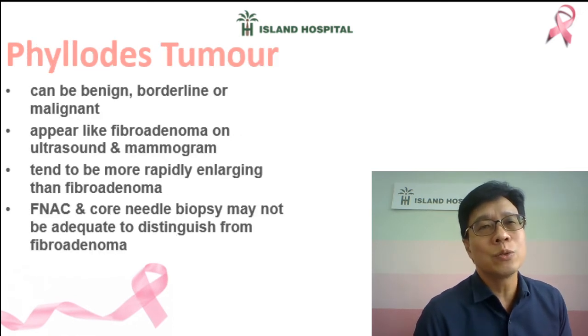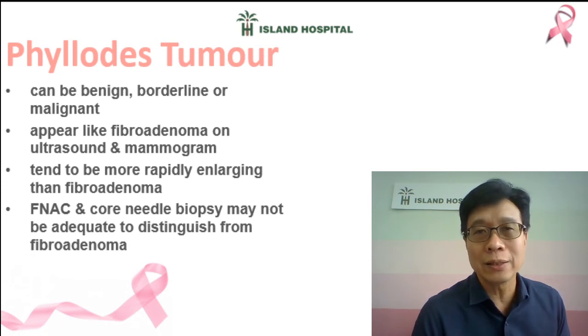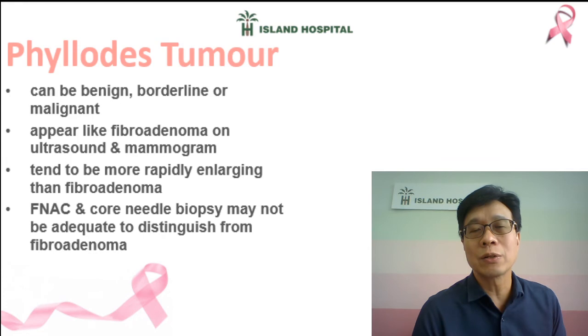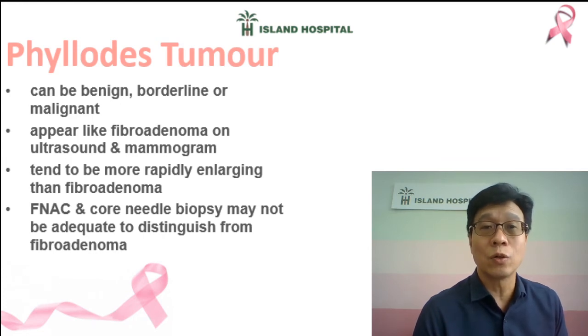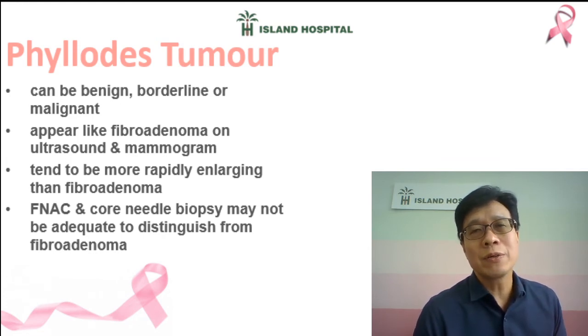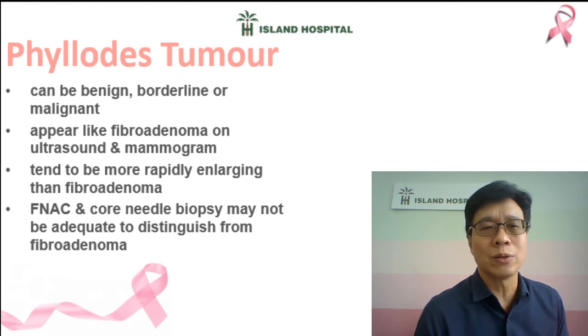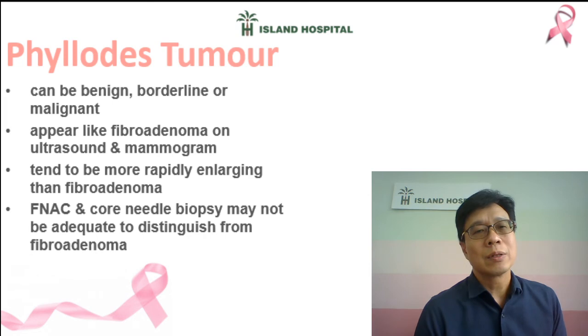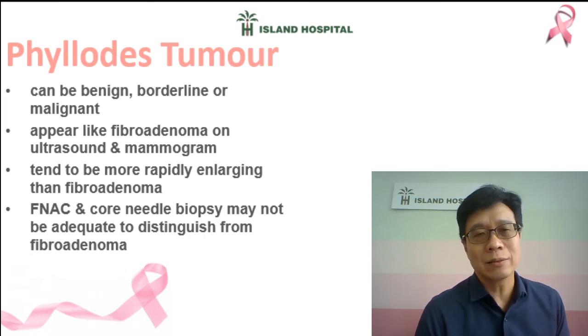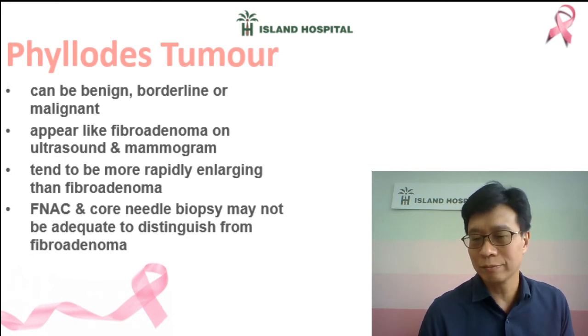Phyllodes tumor is another tumor that is a little bit uncommon. It starts off as a benign tumor and it can slowly grow to become malignant over time. The appearance of this tumor on mammogram and ultrasound looks like something harmless, like a fibroadenoma, which is a benign, harmless tumor of the breast. So it tends to grow a bit faster, and a biopsy will be required to differentiate between the two.